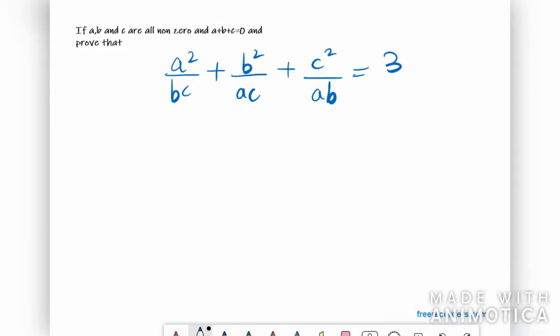Now covering the third question of the day. It says if A, B and C are all non-zero and A plus B plus C is equal to 0, prove that A square over BC plus B square over AC plus C square over AB is equal to 3. Now if this equation is given to us, that means we have one particular case of A cube plus B cube plus C cube equal to 3ABC. That means this is given to us.